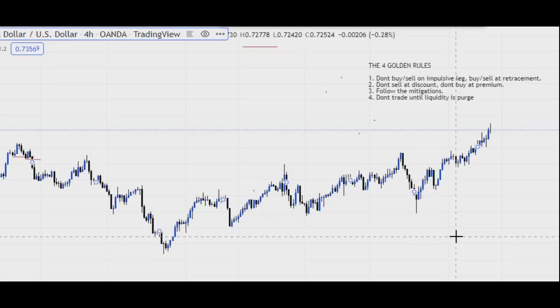Number one, I want you to observe these 4 golden rules. Adhere to these 4 golden rules if you want to trade the order blocks successfully. Rule number 1 is don't buy or sell at impulse leg. Buy or sell at retracement. Rule number 2, don't sell at discount. Don't buy at premium. Rule number 3, follow the mitigations. Rule number 4, don't trade until liquidity is patched. Now, adhere to these 4 golden rules.